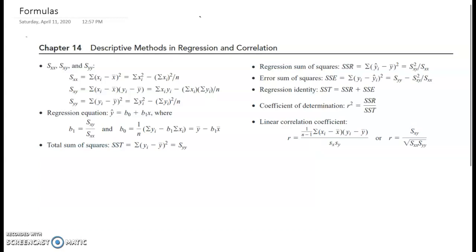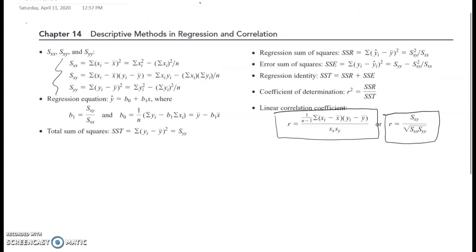And let's go to our formula sheet for a second. So your formula sheet will list this is our defining formula. But again, just like our other formulas, we have these computational values that we find that make the rest of the work that much easier. And here we have R as S of xy divided by the square root of S of xx and S of yy, which will be the formula that you will use.